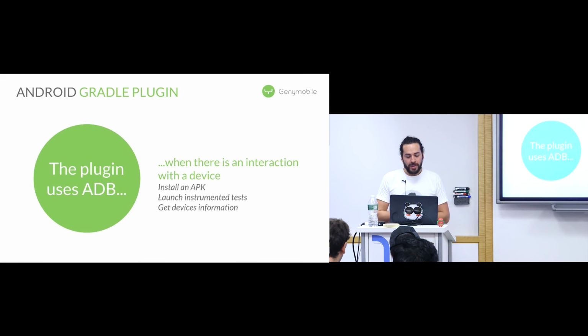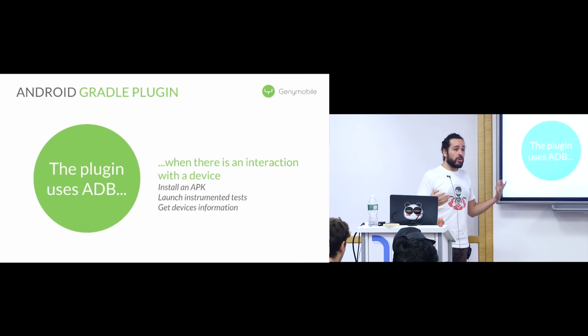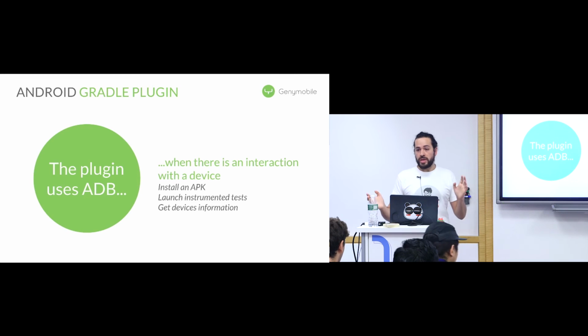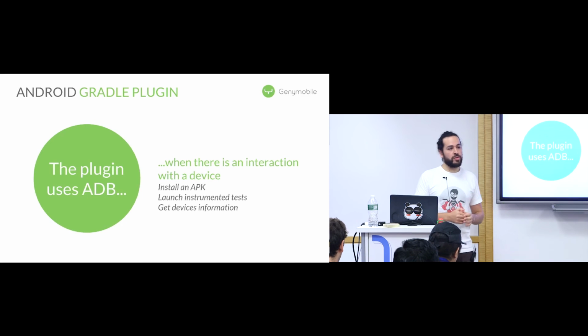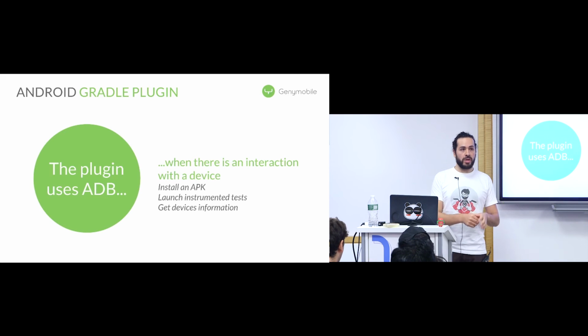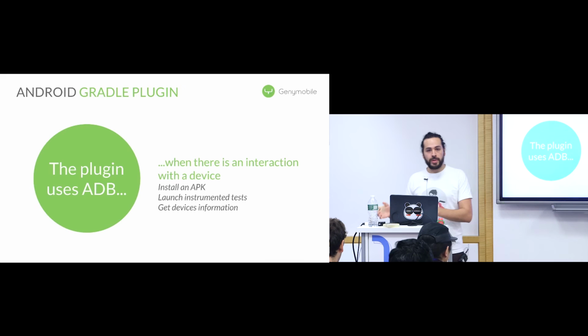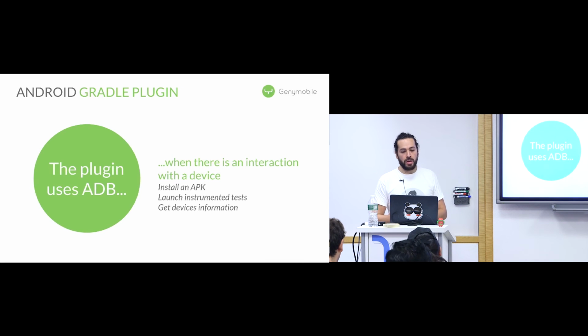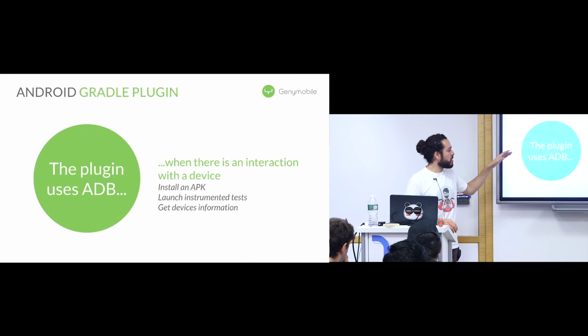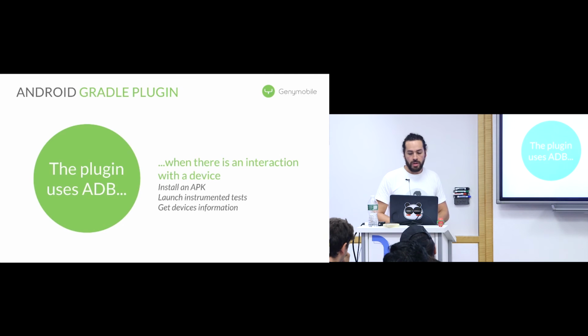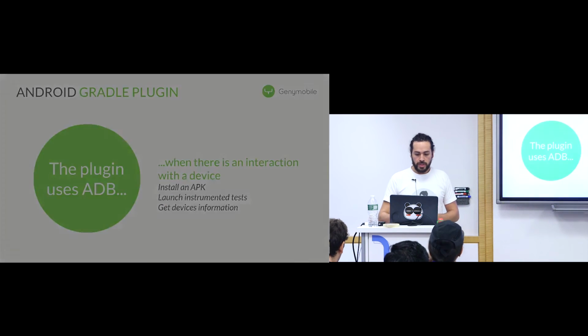So it uses DDMlib for all the device interaction. Basically, exactly like Android Studio, that's the main interface to interact with a device for the Gradle plugin. It uses it to install APKs, launch instrumentation tests, get device information, so basically doing ADB shell commands.